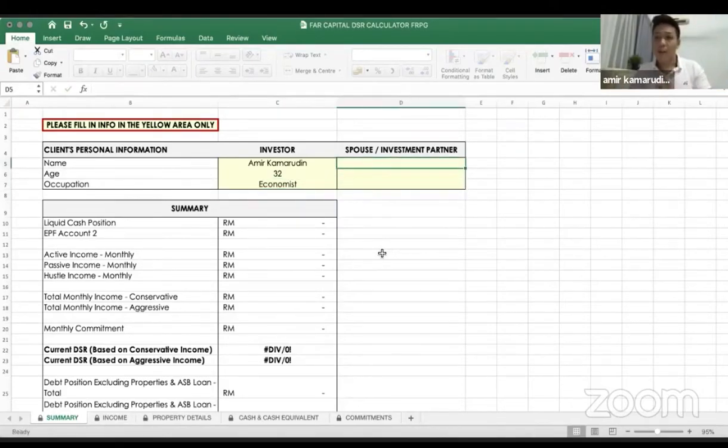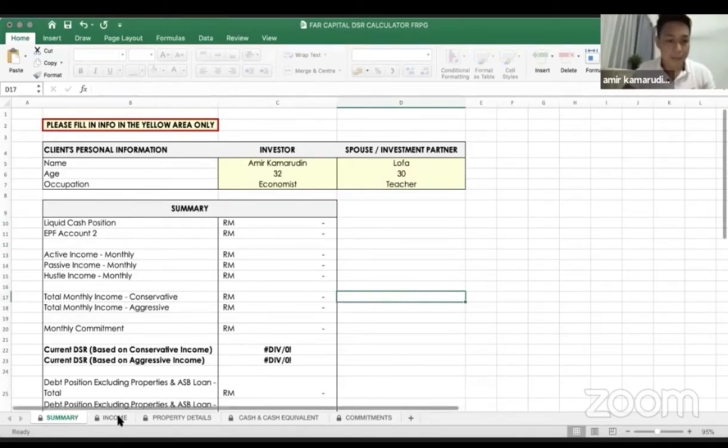Okay, spouse, kalau you ada isteri yang bekerja dan nak juga submit loan dengan you nak buat JV, combine loan ke apa, you please put the name. Kalau tak ada, bagi siapa-siapa yang nak ada investment partner, adik-beradik for example, atau kawan ke apa ke, you boleh letak detail dia juga. For me, I'm just gonna put example je. Let's put Lofa here. Umur maybe 30, occupation, teacher lah kan, comel je teacher ni. Okay, so that's it for the first step, summary, very simple. Let's move on to the second tab.